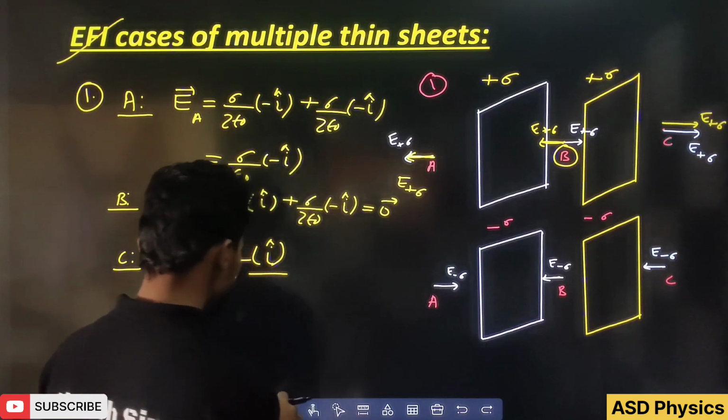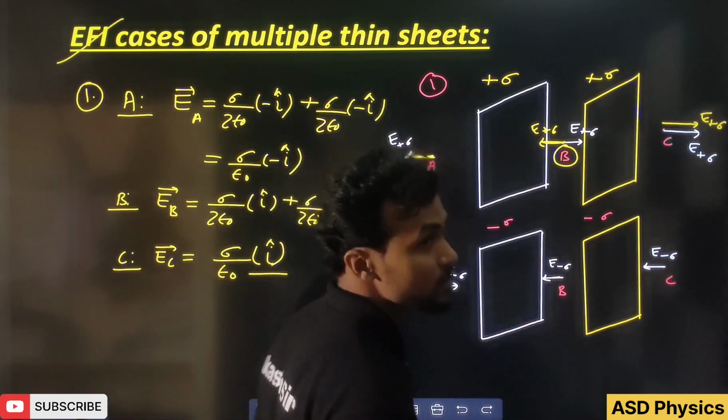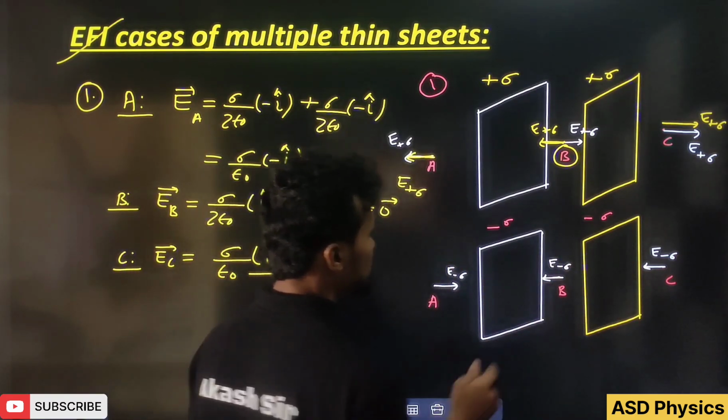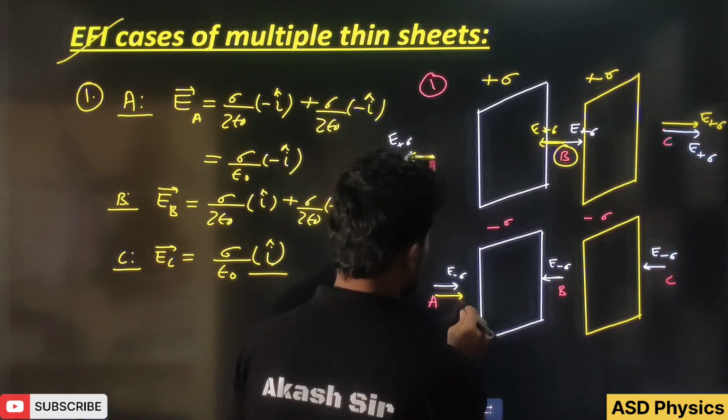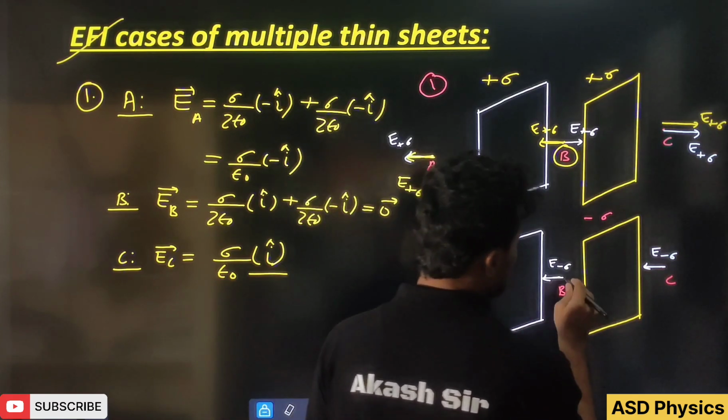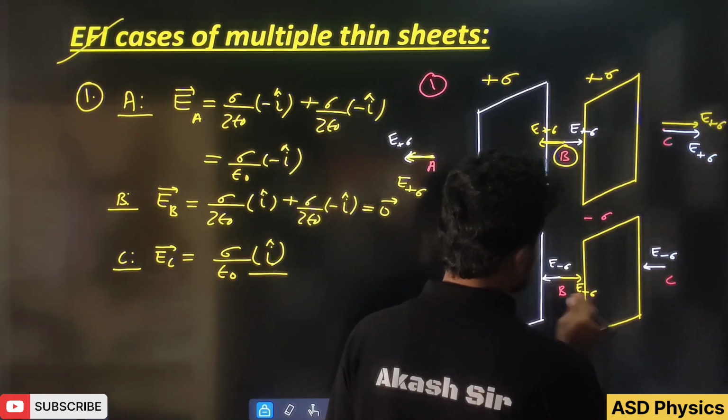After that, students, if we draw for this other one, which is also yellow color, here also in which direction? Towards, E minus sigma. Here also towards, E minus sigma.